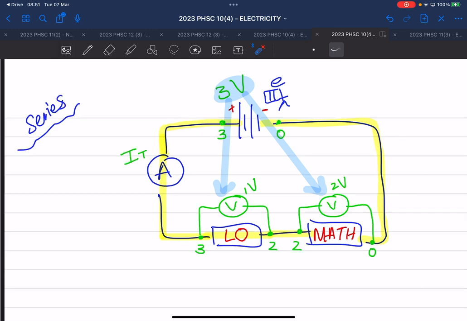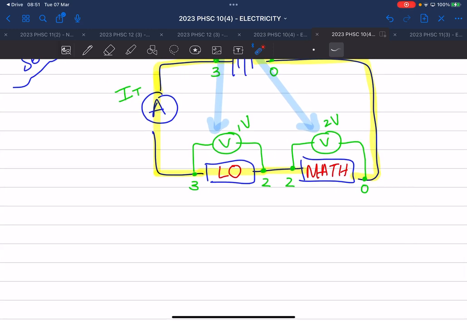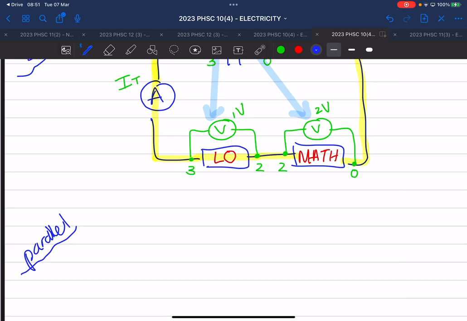Alright, then the next one. Type of circuit, parallel circuit. Parallel circuit.